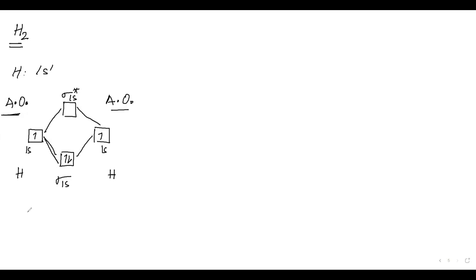No difficulty. So we will write H2. For H, we wrote 1s1. So for H2, we can write sigma 1s. And how many electrons are here? 2. You can either write it like this, or you can also write sigma 1s 2. Okay. Any problem till here? No problem. Then I can tell you one more thing, which is bond order.